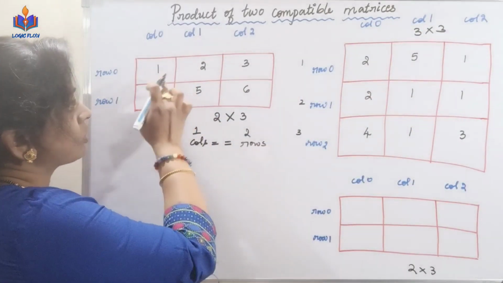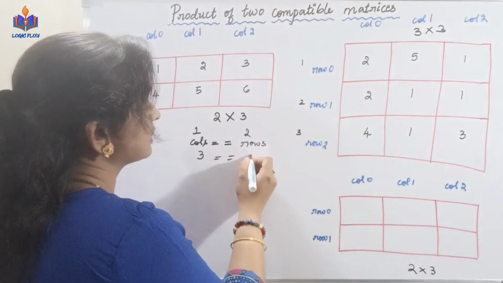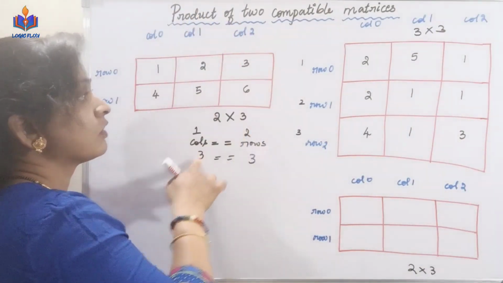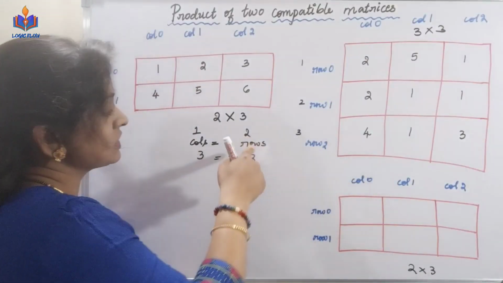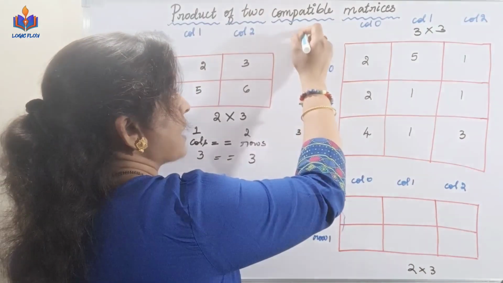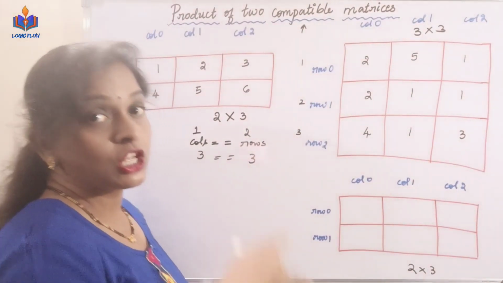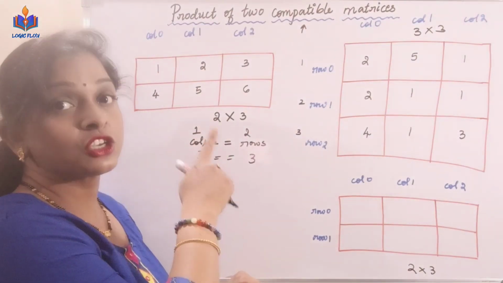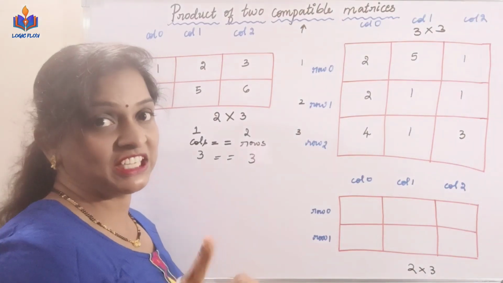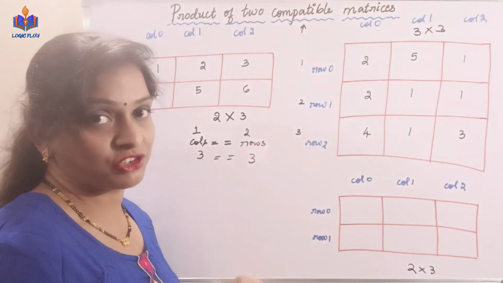So what are the columns here? How many columns do we have? It is 3. How many rows do we have? It is 3. Columns of the first matrix: 1, 2, 3. Rows of the second matrix: 1, 2, 3. That is what compatible means. So compatible matrices means the columns of the first matrix should be equal to the rows of the second matrix. That is what compatibility means with respect to the product of matrices.